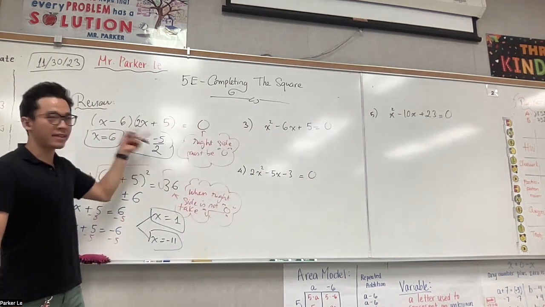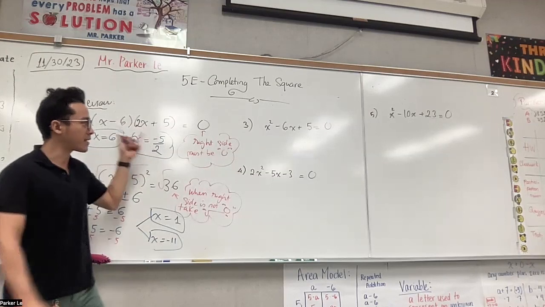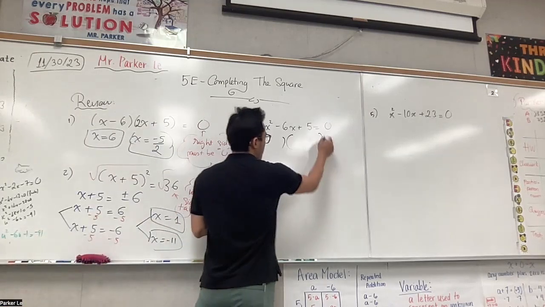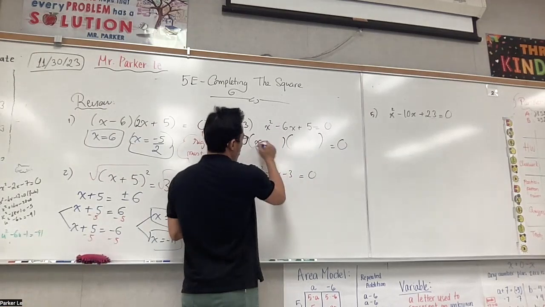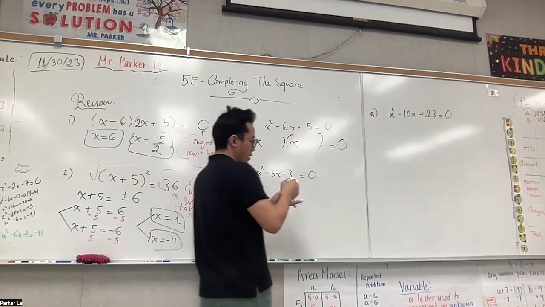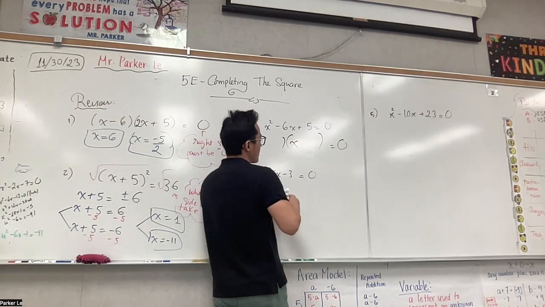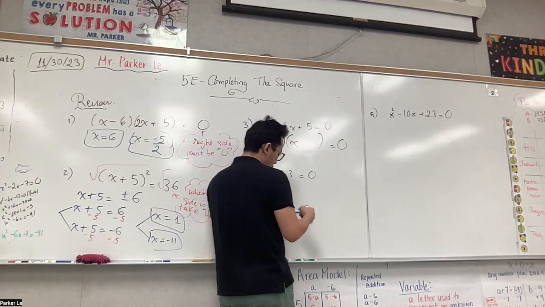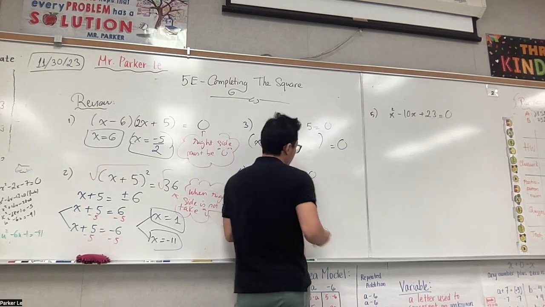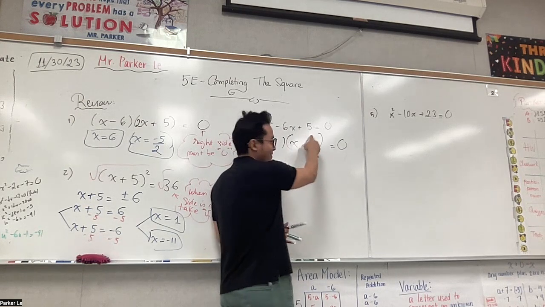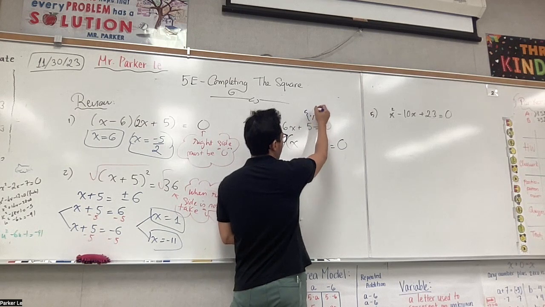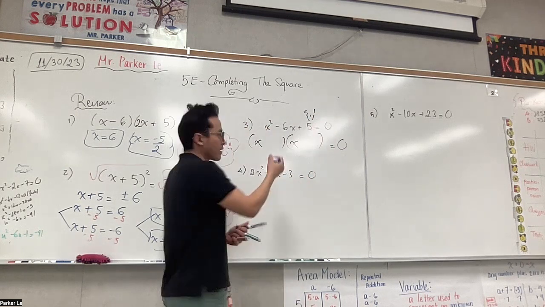But it doesn't look like this. It doesn't have two parentheses. So you want two parentheses, okay? The first term is x, the first term is x. And then you want to do what? Find two numbers that multiply to 5. 5 and 1. That's the only combination.